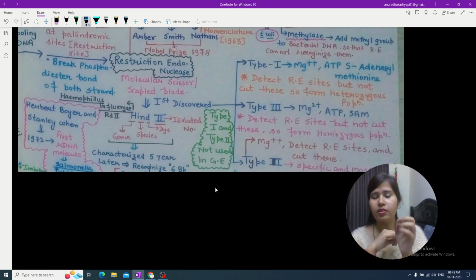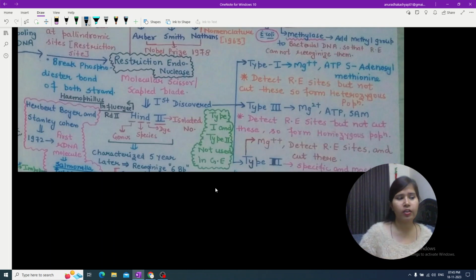But type 2 is the main enzyme which is most specifically used because it makes a specific cut at the palindromic sequences, or we can say it makes a specific cut at the particular restriction site where we want to make a specific cut. Okay, so that's why type 2 is the most suitable tool in biotechnology.